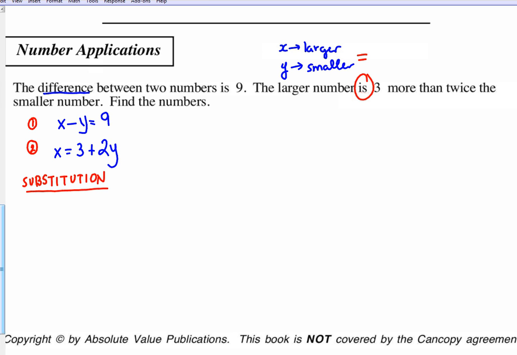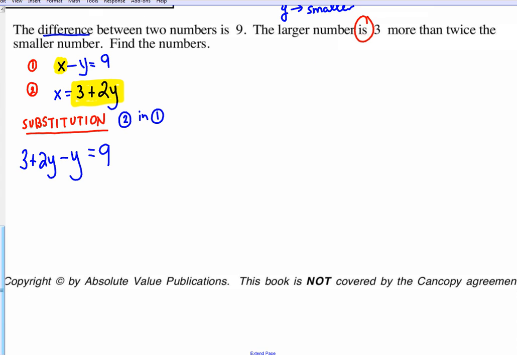So we're going to sub which one into which one? The second into the first. To review substitution: we know x equals 3 plus 2y, so I can replace the x with 3 plus 2y. Where I see x, I'm going to write 3 plus 2y minus y equals 9. Does everyone see what I did there? I took this and put it in for the x in the first equation.